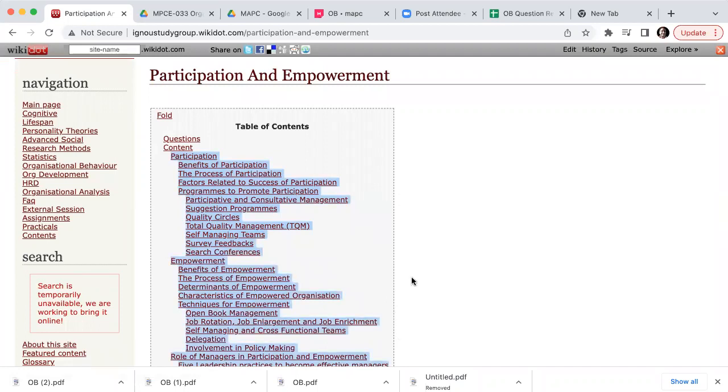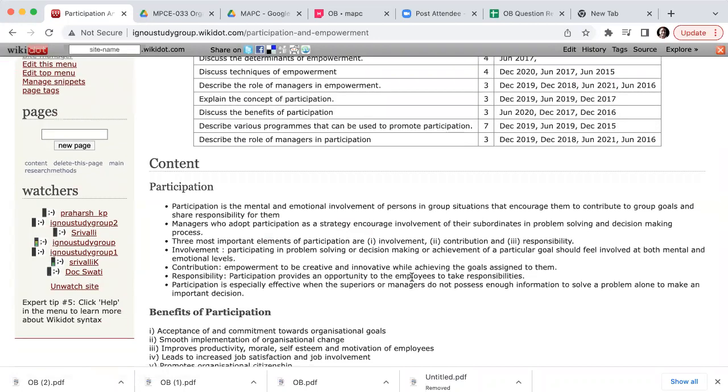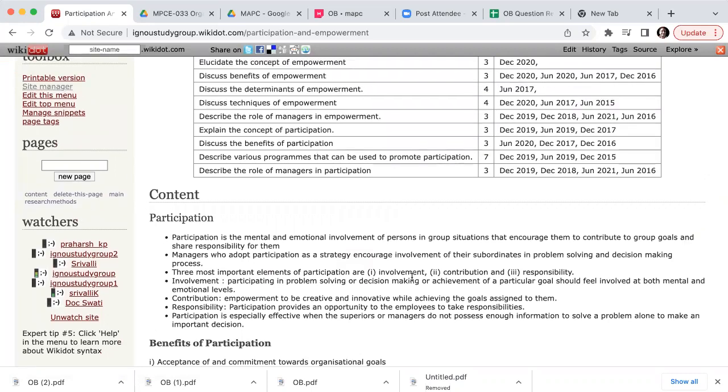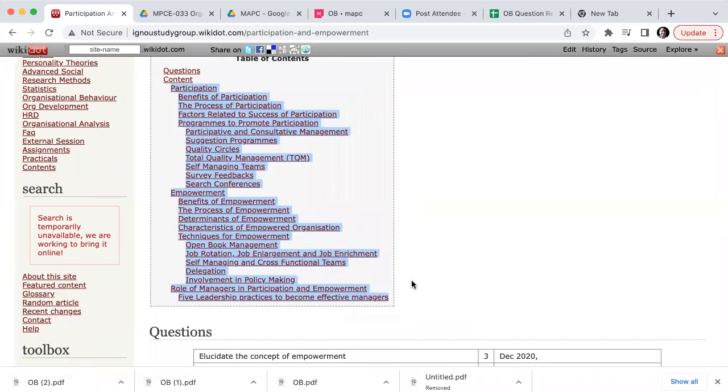In the other unit, we talked about participative management. If you remember, participative management is different from participation. So if a question comes on participative management, we are supposed to write from the other unit, which is unit 4 in block 1. This one is on participation.